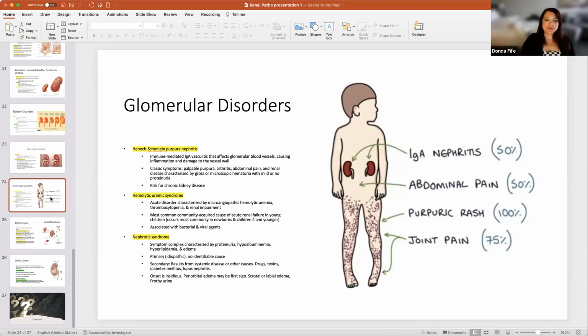Nephrotic syndrome is a symptom complex characterized by proteinuria, hypoalbuminemia, hyperlipidemia, and edema. It can be primary or idiopathic, which has no identifiable cause, or secondary that results from systemic disease or other causes, such as drugs, toxins, diabetes mellitus, and lupus nephritis. Onset is insidious, may have periorbital edema that may be the first sign, scrotal or labial edema, and may have frothy urine.